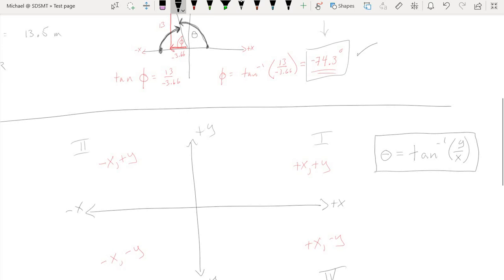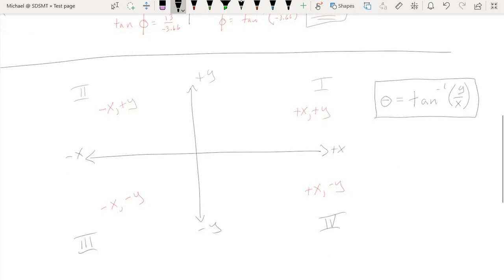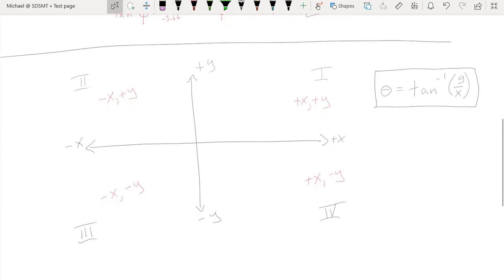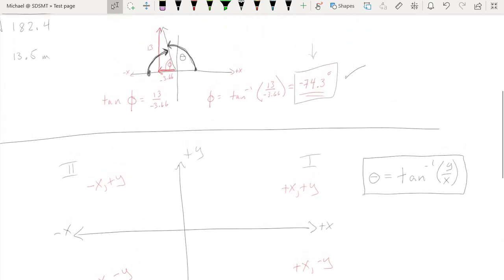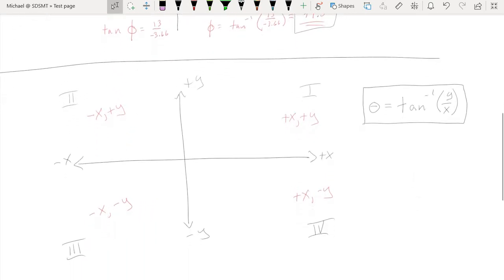So how are we supposed to know? When do we measure from the positive x? When do we measure from the negative x? And the answer to that is going to be very, very, very simple. We just had a vector that was in quadrant 2.